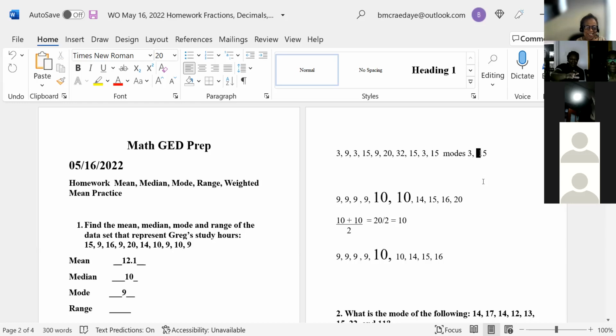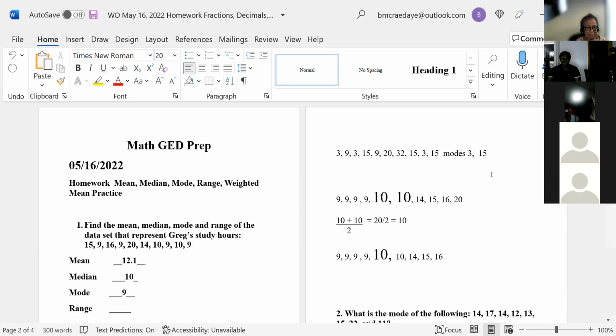It's a triple 3, and then 2 9s, and then 3 15s: 1, 2, 3. Yes, that's right. So I have 2 modes, 3 and 15. You got it? Yes. Questions on the modes, either no mode, more than 1 mode, or 1 mode?